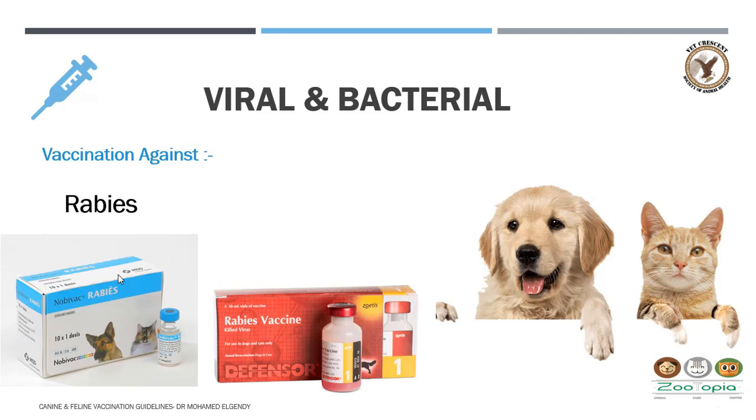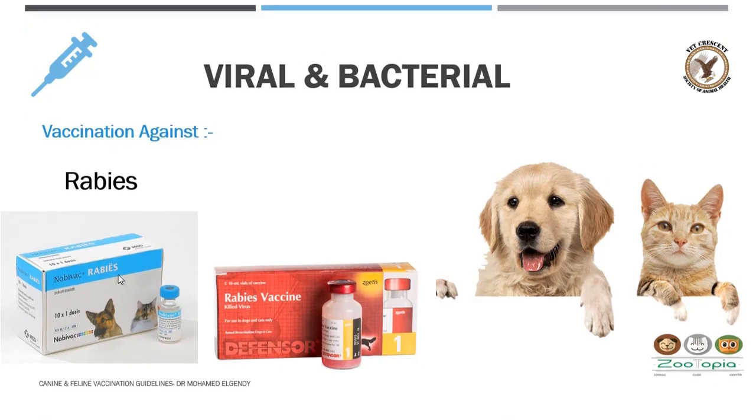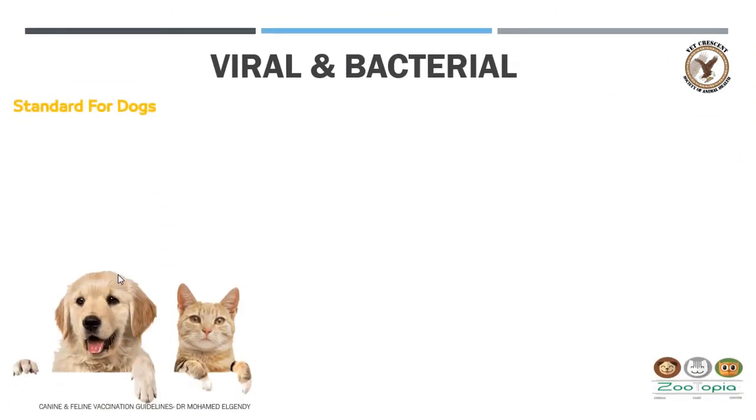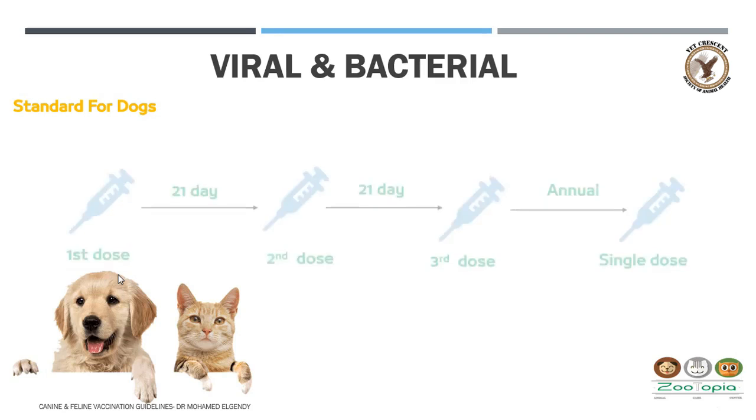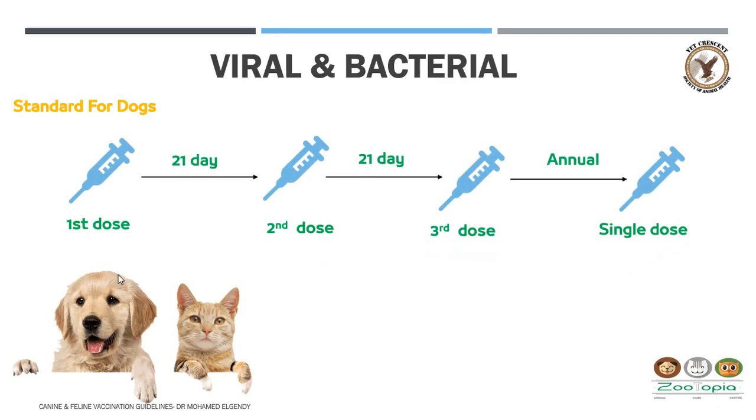So we have to give pets, dog or cat, the rabies vaccine. We can give it in a single shot and maybe repeat it annually or every 3 years according to the type. So what is the standard regime we use to give the vaccine to dogs? Look at this.